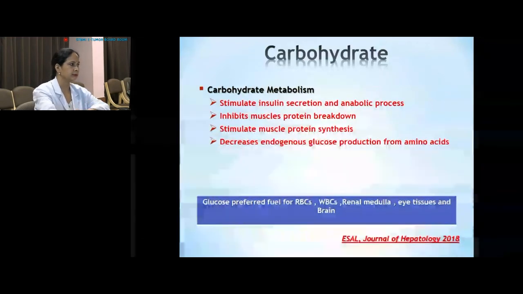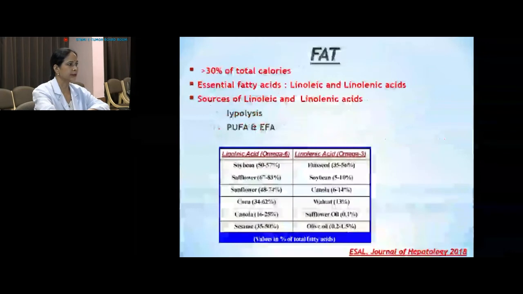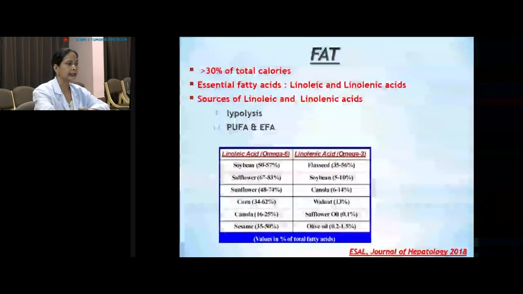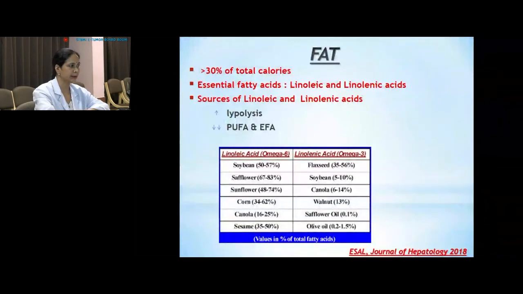Fat. More than 30% of the total calories can be from fat. Again, it depends on the patient's condition, case to case. If the patient is tolerating well, 30% of the total calories can be from fat, and most of that, up to 70% of the calories from fat, should be from MCT. The cheap source of MCT is coconut oil. Better to use coconut oil for better absorption.